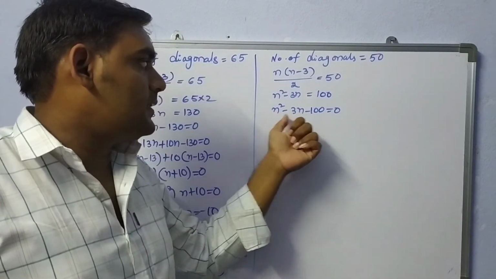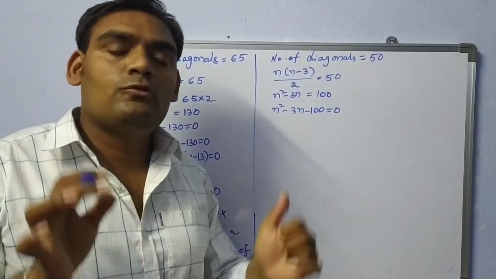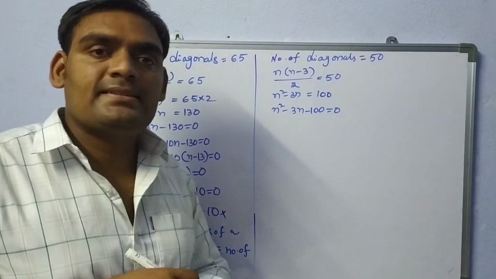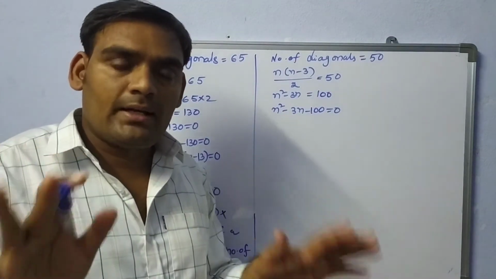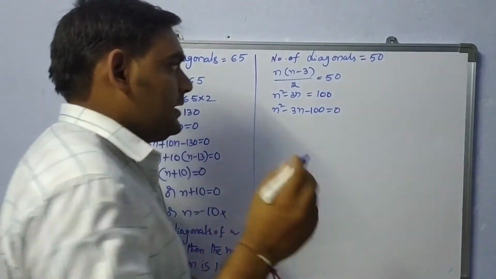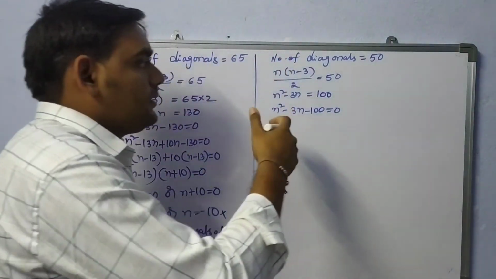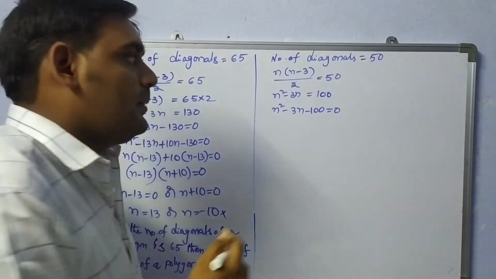Because if we take the first term and last term, we get minus 100 n square, and the product of two terms should be equal to minus 100 n square, and the sum should be equal to minus 3n. We won't get any factors like that. So we can't find the roots by using factorization. So we need to go for the formula method.